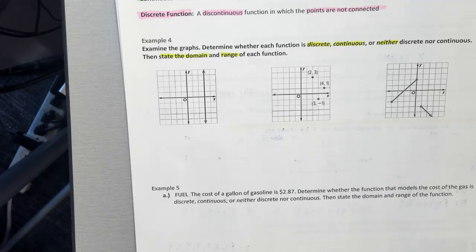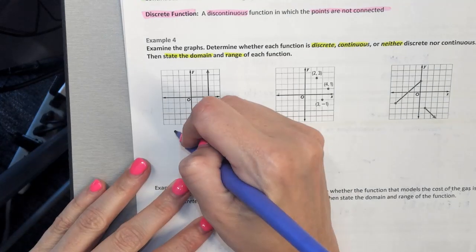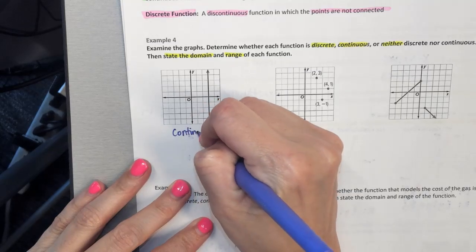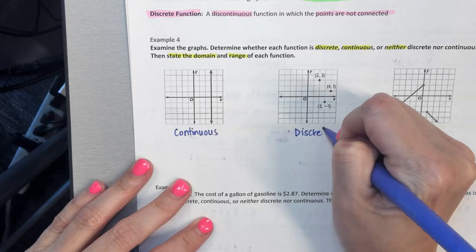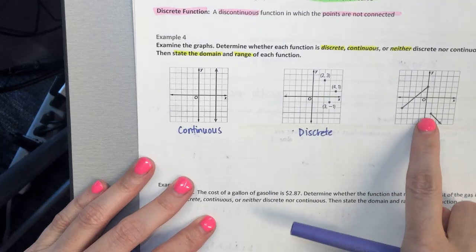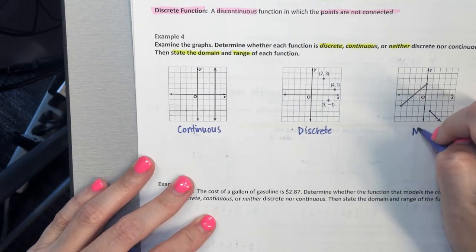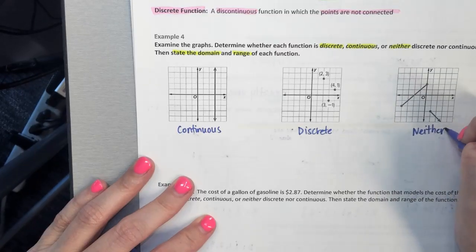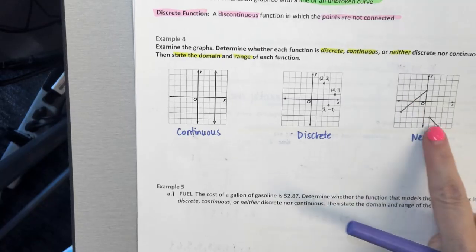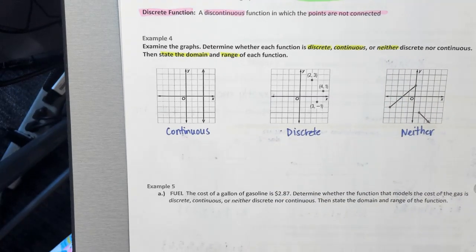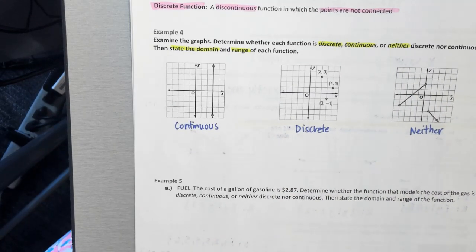All right, number 1 is what? Continuous. Number 2 is discrete, which means the last one is neither. So that has pieces that are continuous, but because they're not connected, that's why it's going to be neither. And when we do the domain and range for this, we're going to have to look at each piece separately. So that's going to be a little bit different.